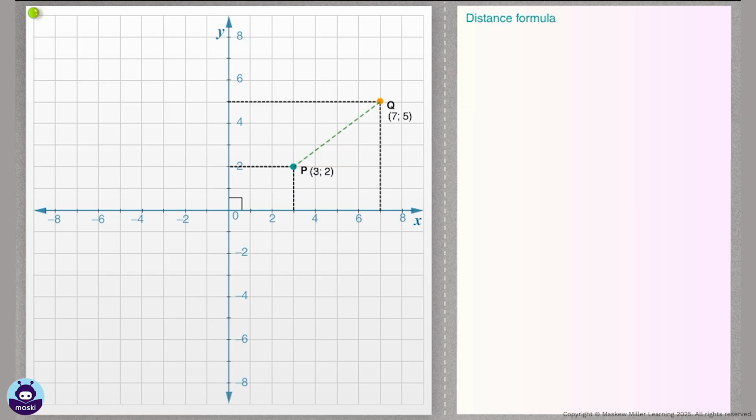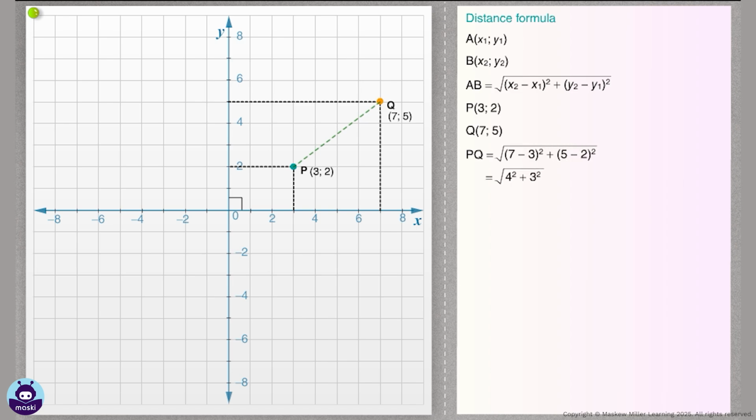According to the distance formula, the distance between 2 points A(x1, y1) and B(x2, y2) can be given as AB is equal to the square root of (x2 minus x1) the whole square, plus (y2 minus y1) the whole square. Thus PQ is equal to the square root of 4 square plus 3 square, which is equal to the square root of 16 plus 9, which is equal to the square root of 25, which is equal to 5. Thus the distance between the points is 5 units. If we connect these points, we get a line segment.